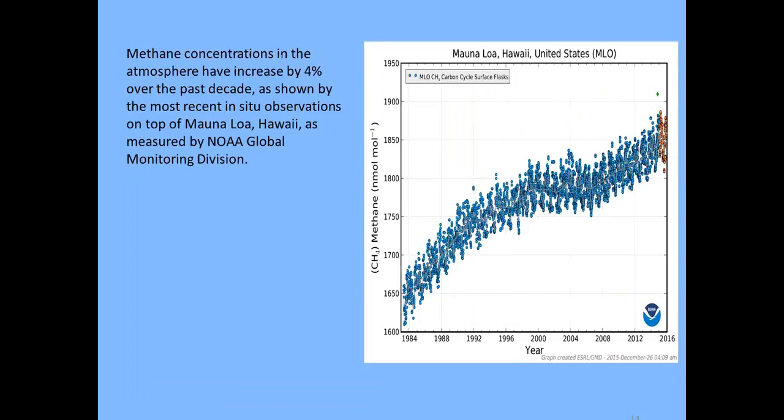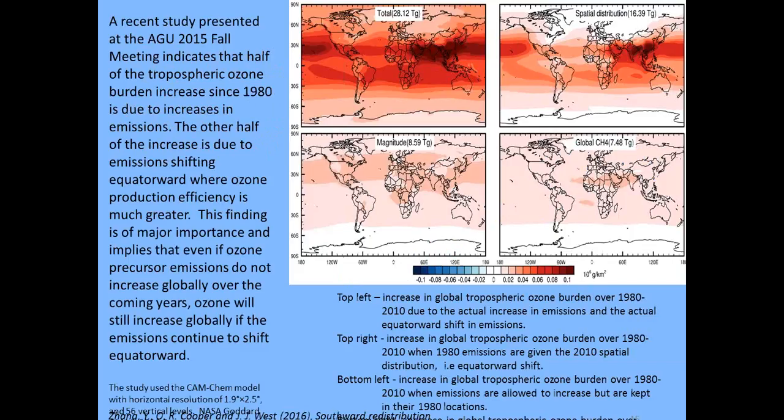This is just observed methane at Mauna Loa, Hawaii. As methane increases in the atmosphere, so does ozone. There was a leveling off in the early 2000s, but now methane is going up again. It's gone up by 4% over the past decade. And then the next slide. I won't go into too much detail on this one.